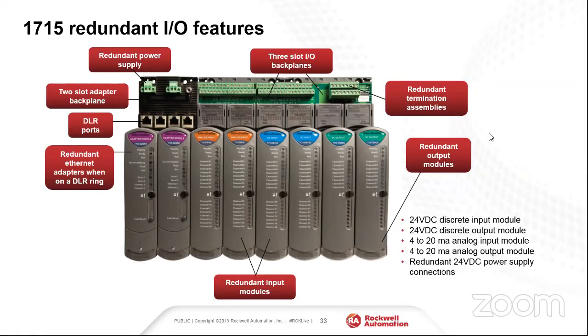It does support device level ring, like we have talked about. And you can also just do a linear or star topology. So as we start looking at it, you have the ability to do digital in, digital out, analog in, analog out, redundant cards. All of that is tied directly into ControlLogix, so you don't have to do the programming for the voting.